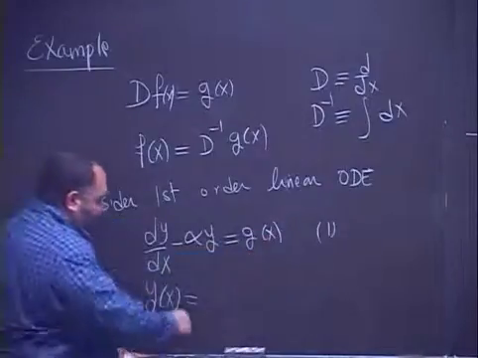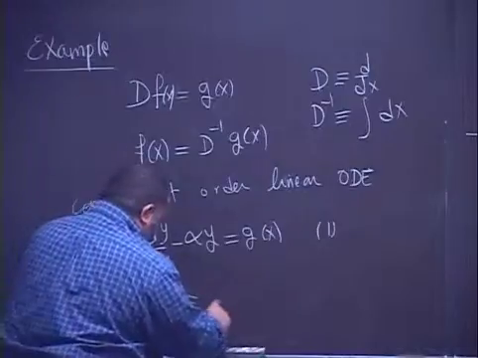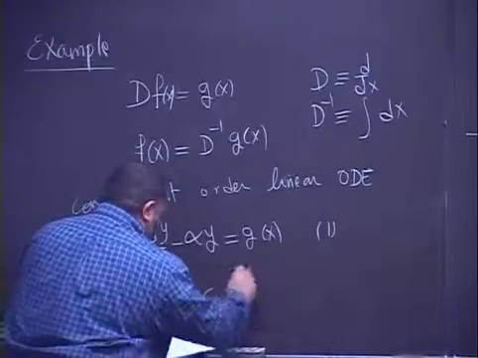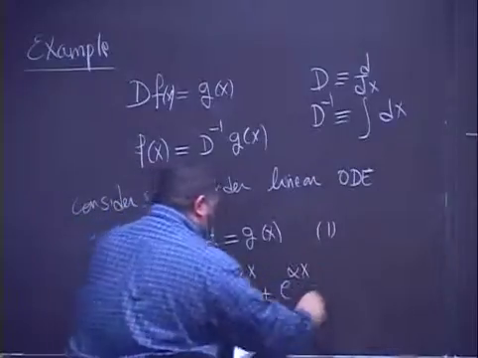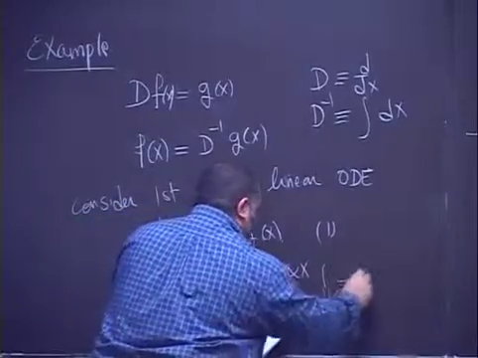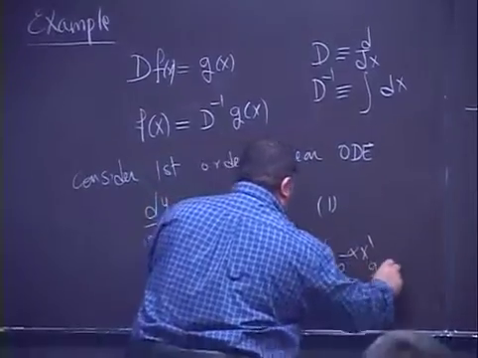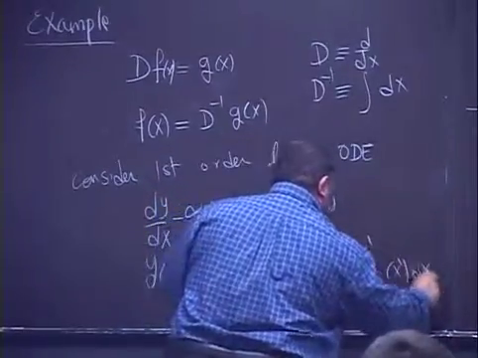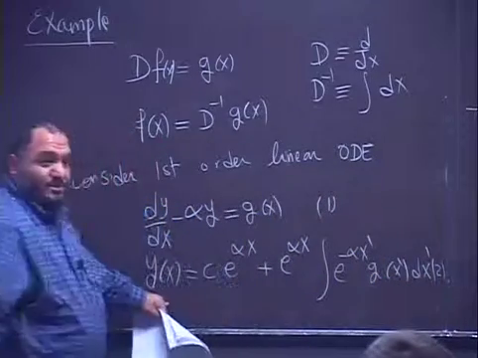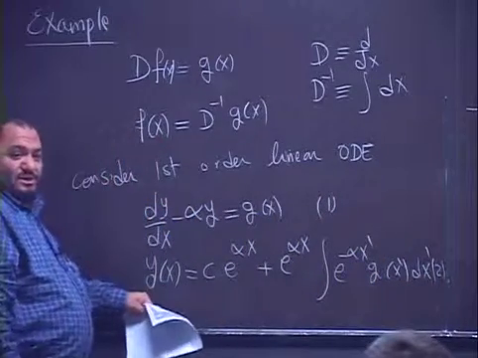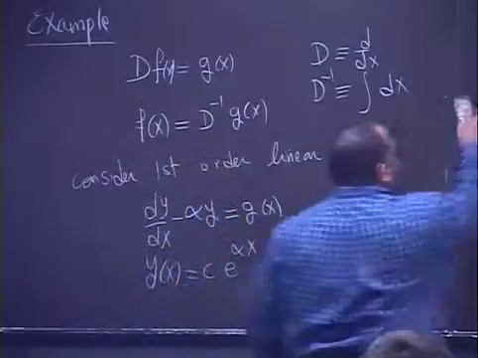Then you will get y of x, and y of x will be c multiplied by e to the power of alpha x plus e to the power of alpha x times the integration of e to the power of minus alpha x prime g of x prime dx prime. We will call this equation 2. Do you remember the solution? Yes?